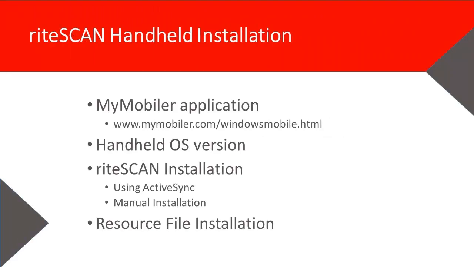In this video, we'll review the process for installing riteSCAN on a handheld device. We'll start with talking about an application called MyMobler, then we'll show how to determine what operating system is installed on your handheld, then we'll install the appropriate version of riteSCAN, and lastly, we'll install a system resource file on the handheld.